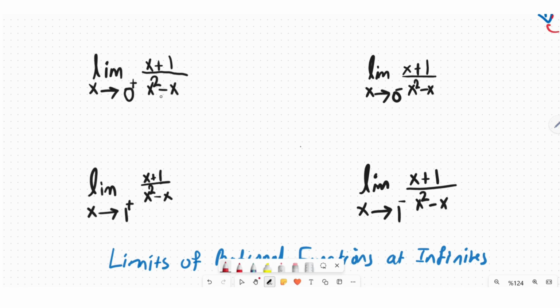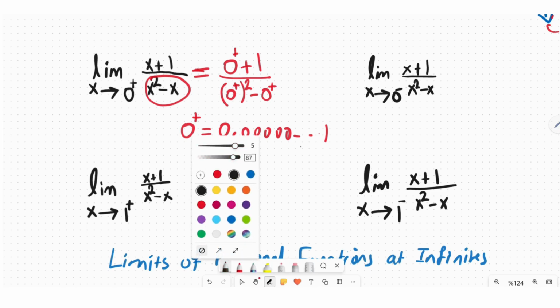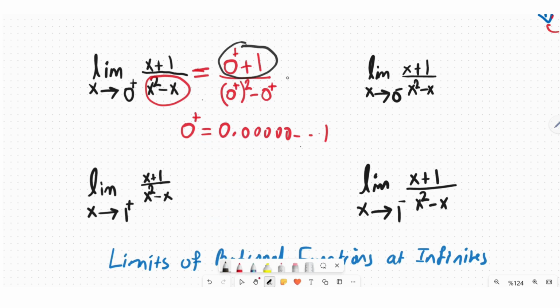As x goes to 0 from the right-hand side, compute the limit of this expression. When we directly substitute x equals 0 here, we get 0 plus 1 over, and consider this expression. When we substitute 0, let me write here, 0 to the power plus squared minus 0 to the power plus. Now we may consider this 0 to the power plus as a number like 0.00000, something like that. That is very close to 0 but positive. In that case, the numerator expression is very close to 1.